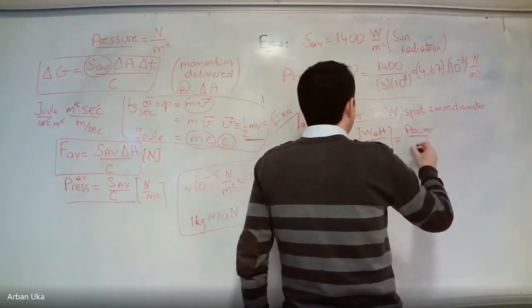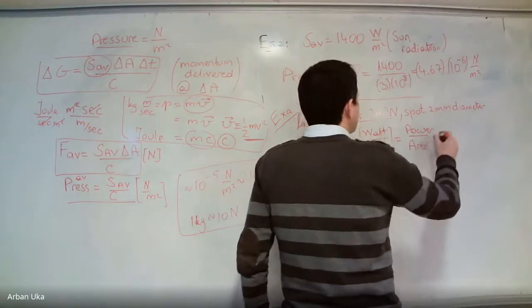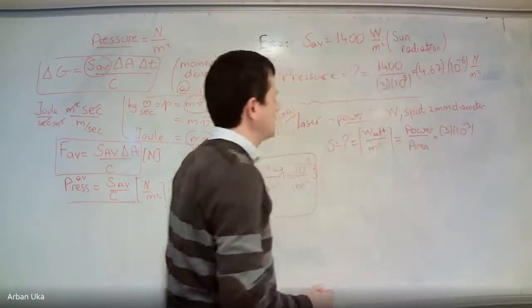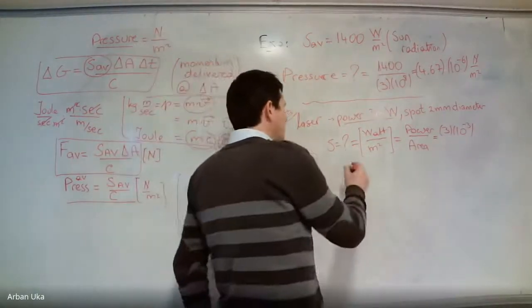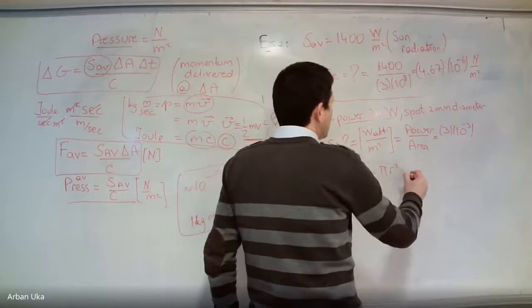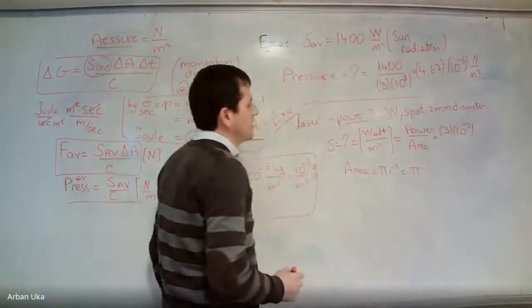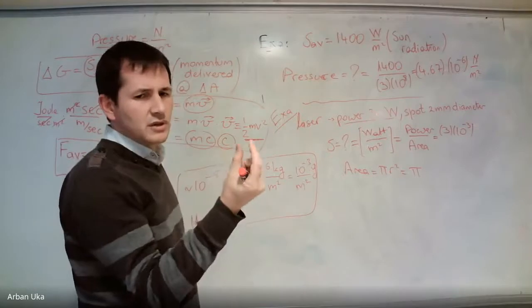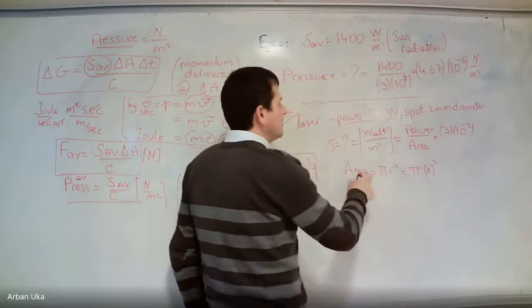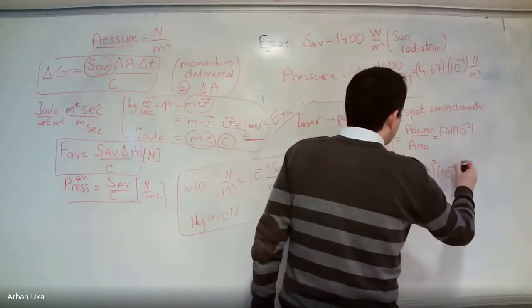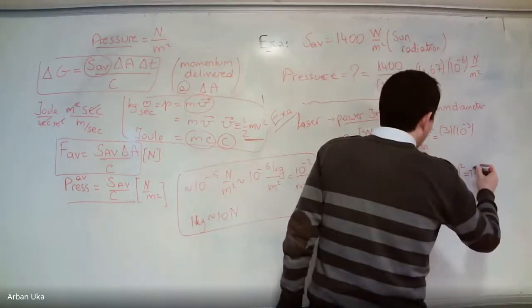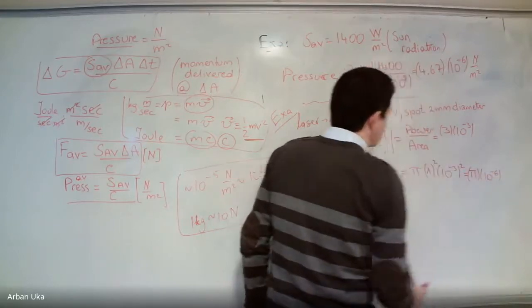Let's add this one: power divided by area. This is equal to 3 times 10 to the power minus 3, divided by the area, which is pi r squared. If the spot is 2 millimeter, that means the radius is half, so 1 millimeter. So this is going to be 1 squared, and 1 millimeter is 10 to the power minus 3, squared. So we get pi times 10 to the power minus 6.